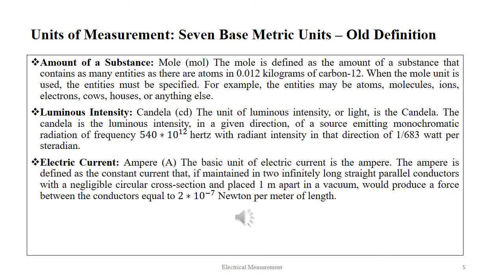And finally, electric current. The basic unit of electric current is the ampere. The ampere is defined as the constant current that is maintained if two infinitely long straight parallel conductors with negligible circular cross section placed 1 meter apart in vacuum would produce a force between the conductors that is equal to 2 into 10 raised to minus 7 newton per meter of length.